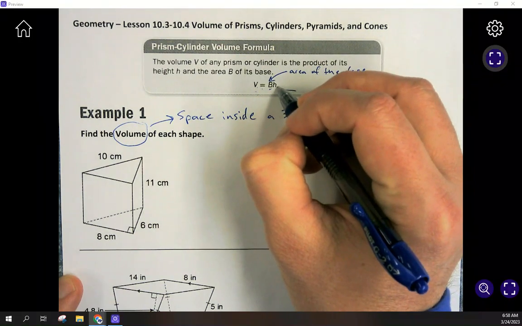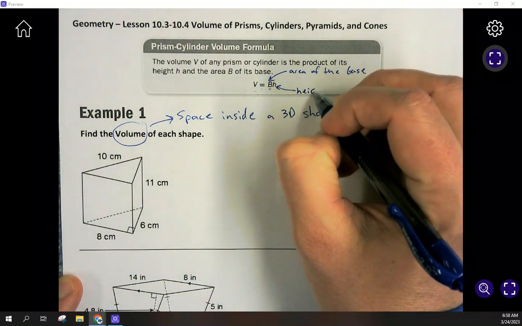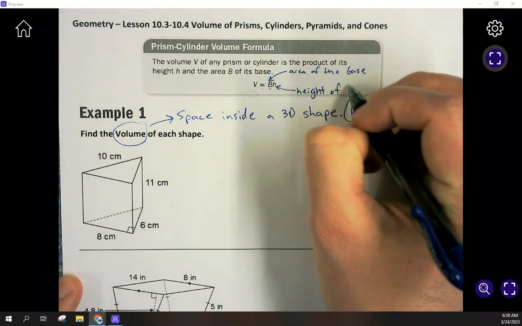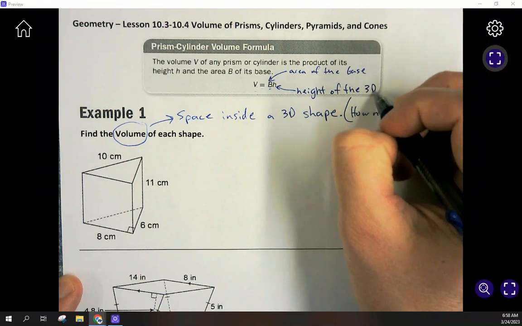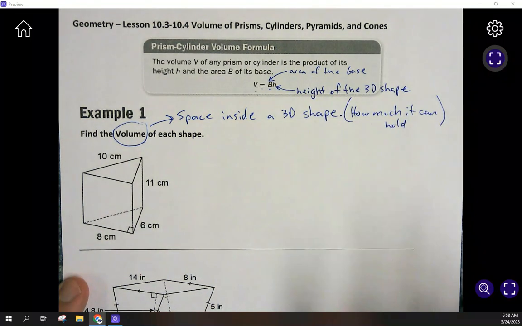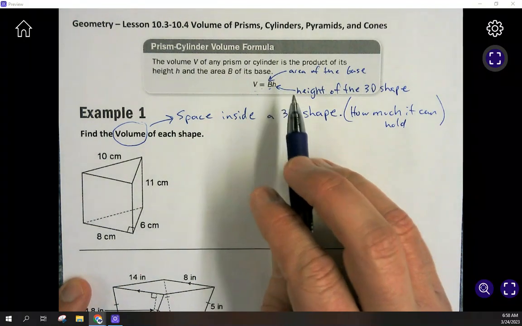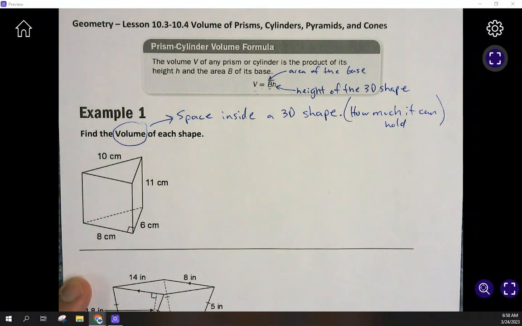And then this H, there's going to be multiple H's that we see. This is the height of the 3D shape. So when we find the area of the base, we are going to be talking about the height of that two-dimensional shape, whether it be a triangle, a square, trapezoid, whatever it is. This height here is different than that one. This is the height of the three-dimensional shape. So we'll see that as we run through here.